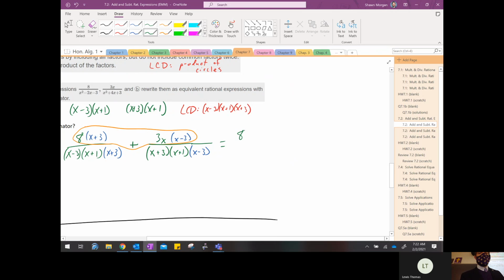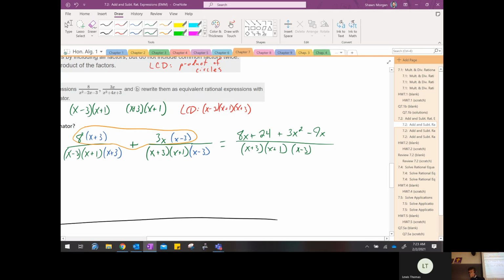We got 8x. We got 24. That looks like a 29. Hold on a second. 24, much better. What do we got? 3x times x is 3x squared. And we got negative 9x. All of that's over x plus 3, x plus 1, x minus 3.